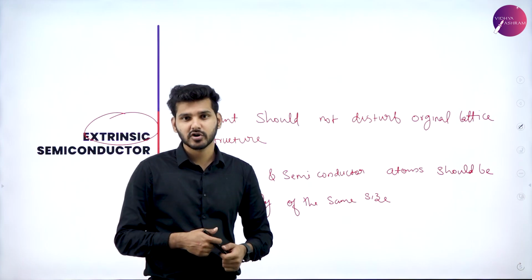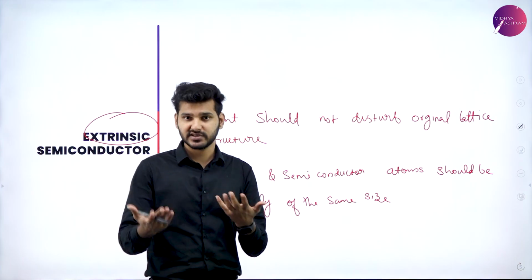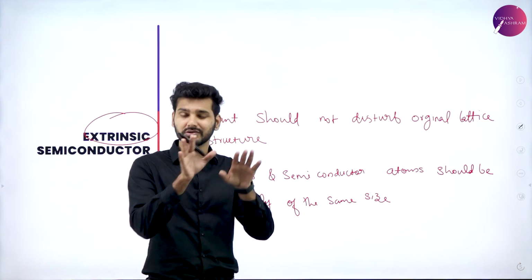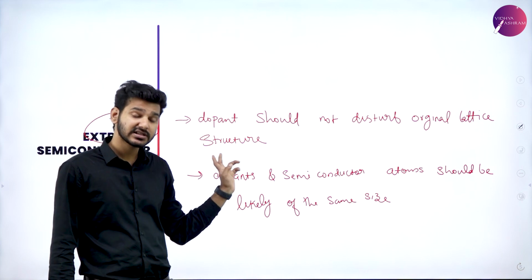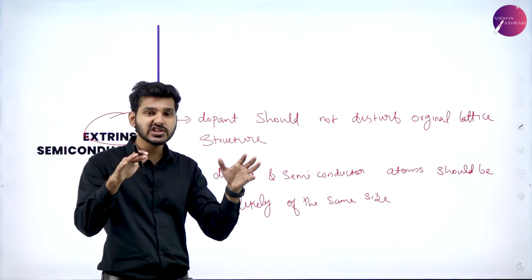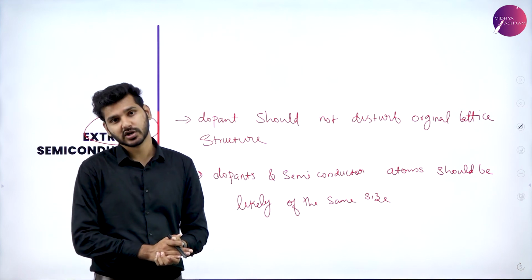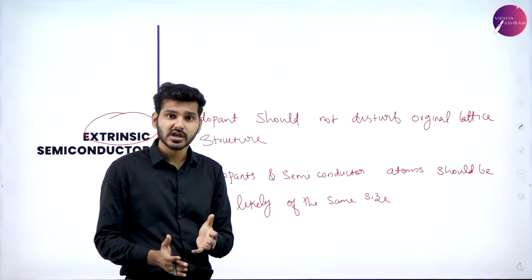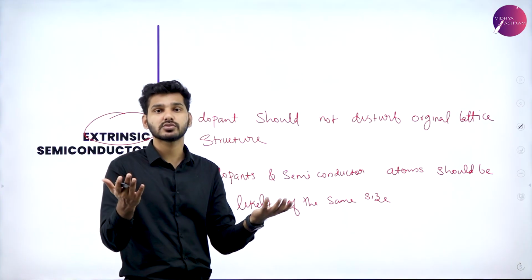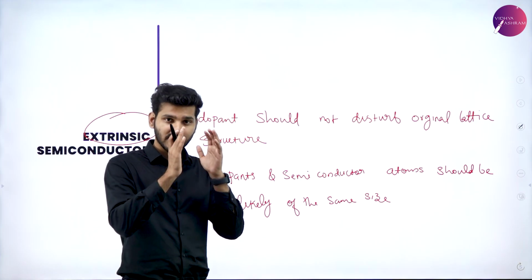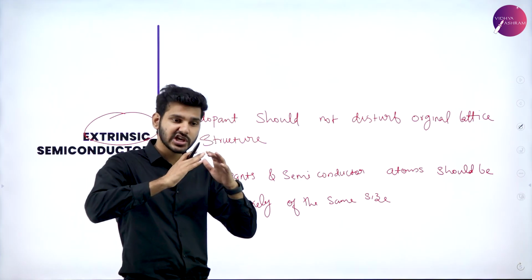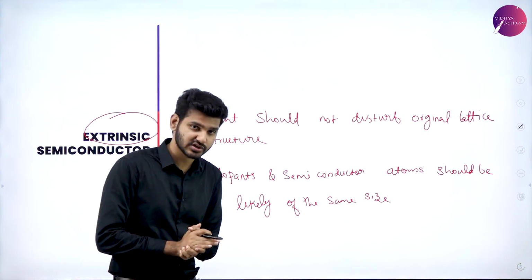You have already studied what a lattice structure is, what Bravais lattices are and all that, so I'm not going into the depth of that. It should not disturb or distort, it should not change that particular lattice structure. If it has a cubic structure, you cannot directly change it into a hexagonal structure. You have to make sure that the dopant does not change the crystal lattice structure.